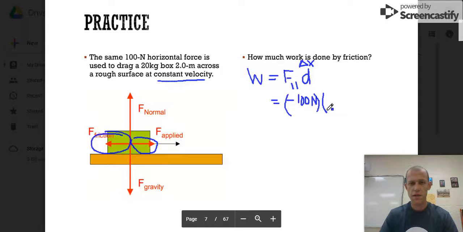And we times that by the displacement, which is still 2 meters. So here we will get out negative 200. So the negative tells us the force being applied is opposite the motion. So we do negative work.